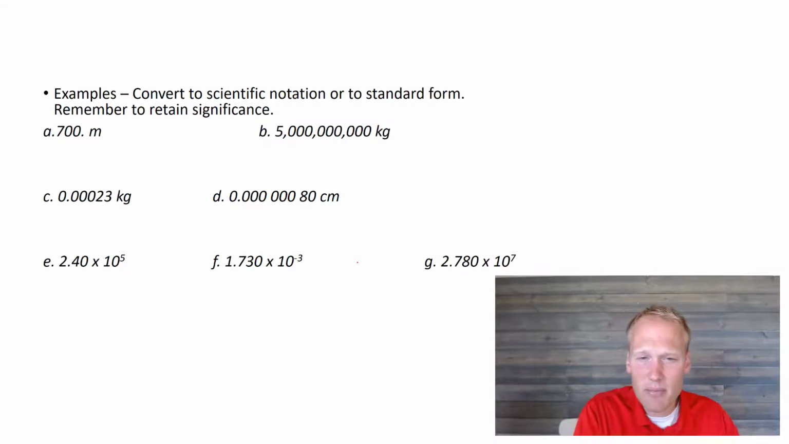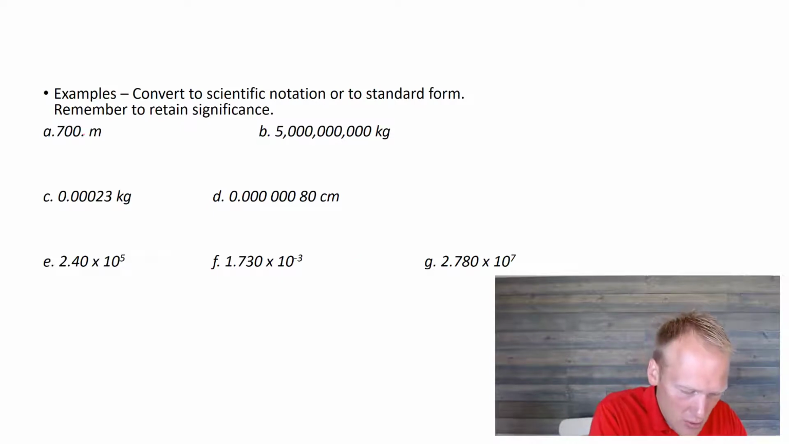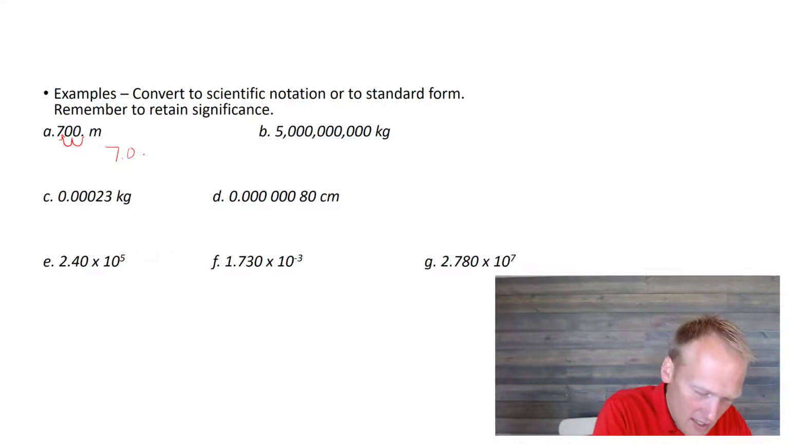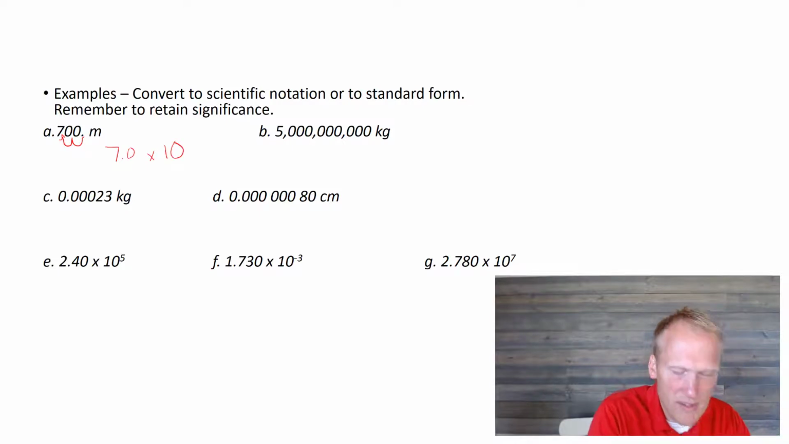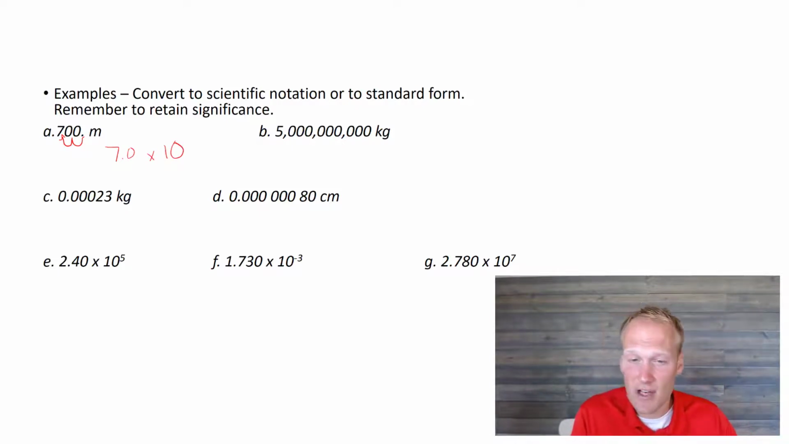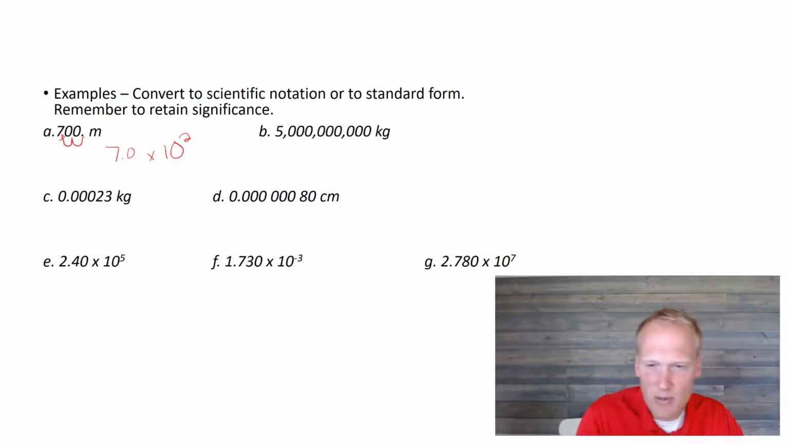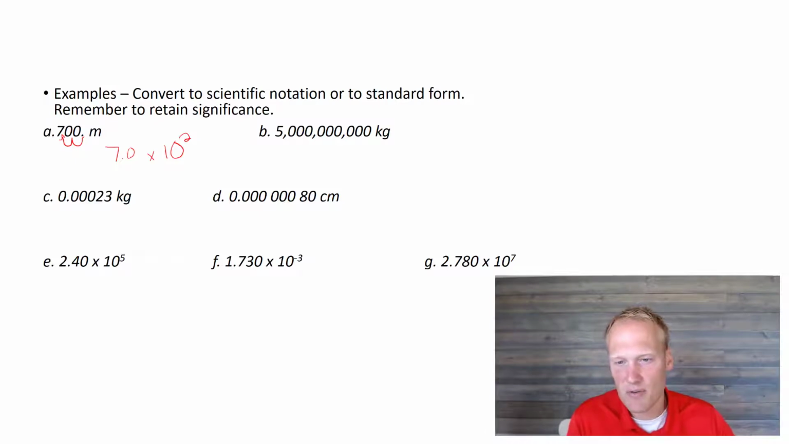If we look at this 700 meters, we need to move this decimal 2 spaces to the left to get this to be 7.0. 7.0 is between 1 and 10, so that's what proper scientific notation would need this to be in. So the next question is, how many powers of 10 did we change 700 to get to 7? The answer is 2. We moved 2 decimal places, which means there were 2 powers of 10 that were used.